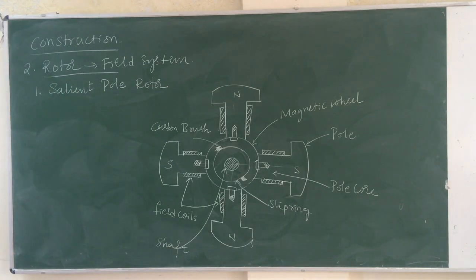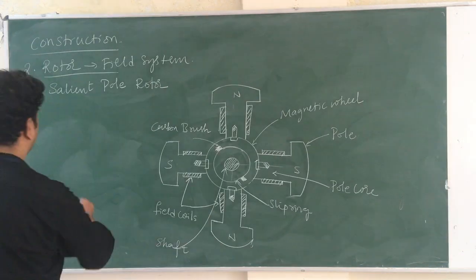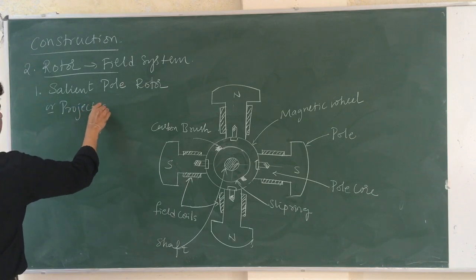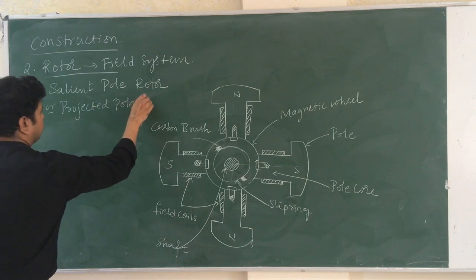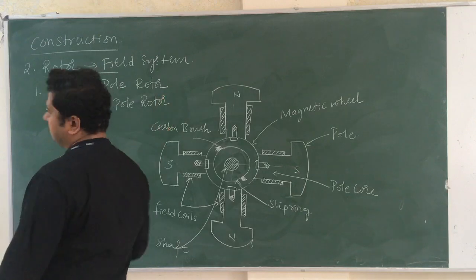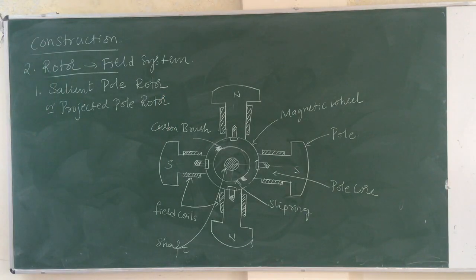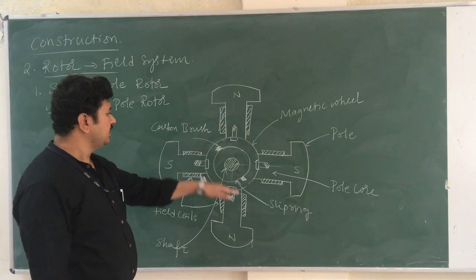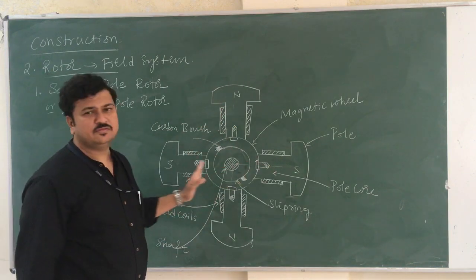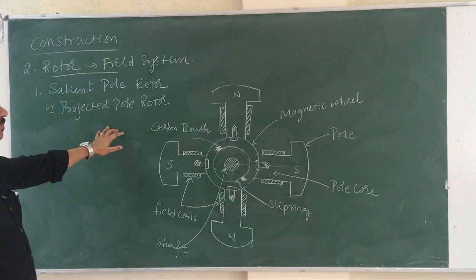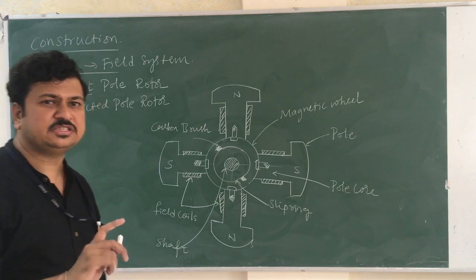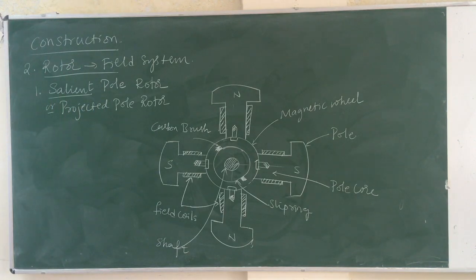So this is called a salient pole rotor or projected pole rotor. Why? Because the poles are projecting outside from the center. The poles are getting projected. There are projections of these poles. Hence it is called projected pole rotor or salient pole rotor, not silent pole. Please remember, it is salient pole. Salient means projection.